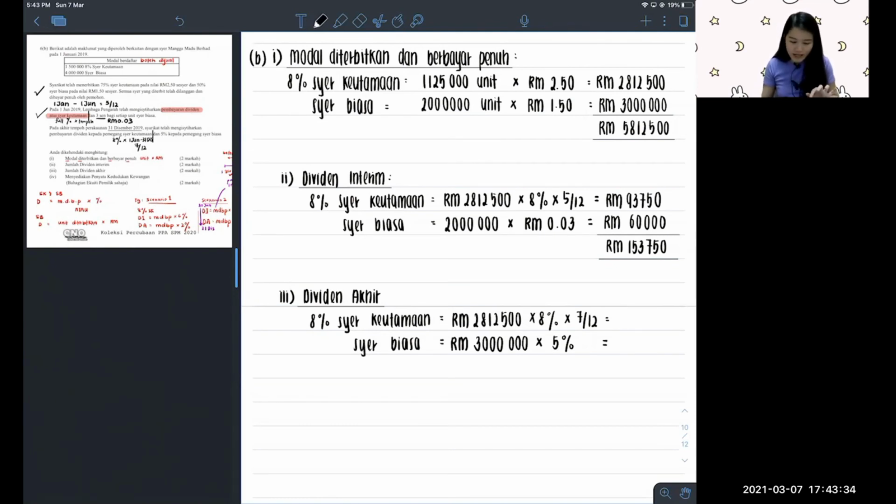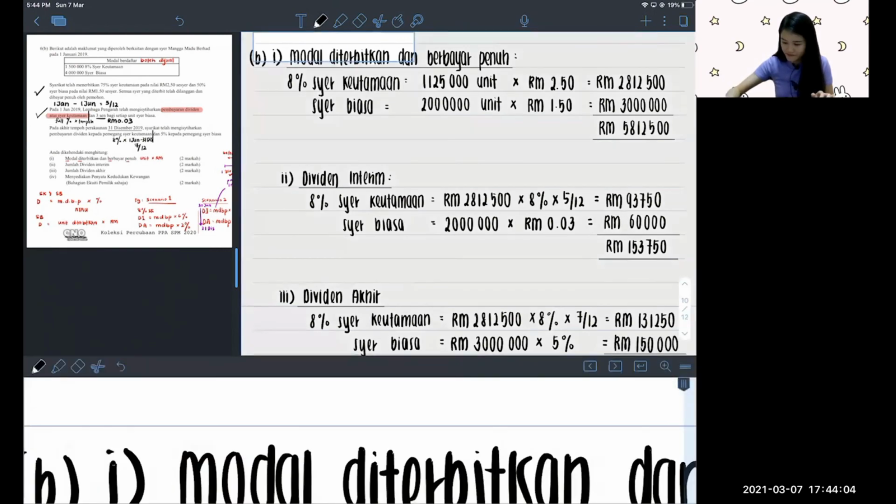Okay, yeah. So you guys calculate how much is it for share keutamaan. You all should get this one, 131,250. And as for share biasa, 3 million times 5% is 150,000. Okay, so you can add all together, then found your jumlah already lah. So answer is 281,250.